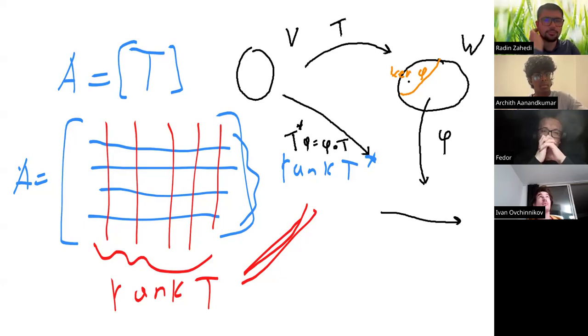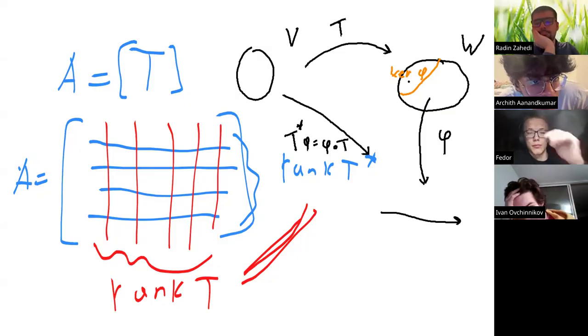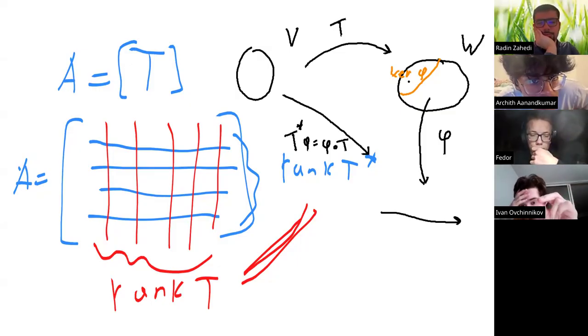And so then we realized that, okay, what did we prove? We proved that the rank of T star is the same as the rank of T, right? So what did this mean? We realized that, suppose T has some image.